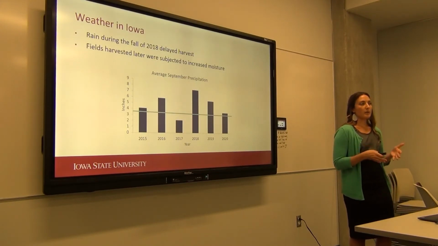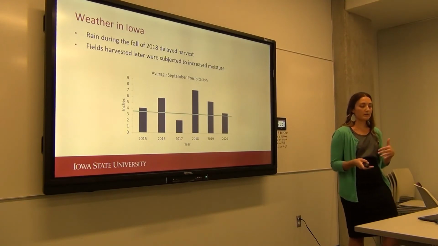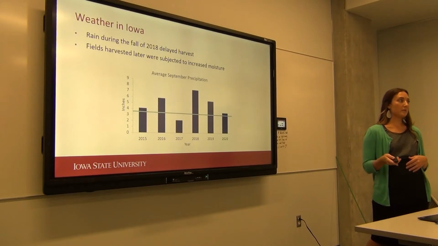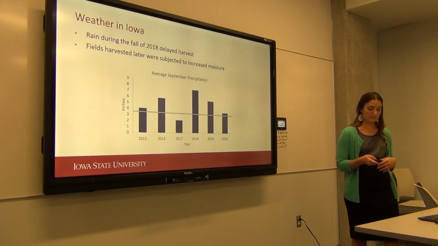After all of this rainfall, the fields that were harvested were subjected to increased moisture of the pods and the seeds, which led to an increase in Phomopsis seed decay.